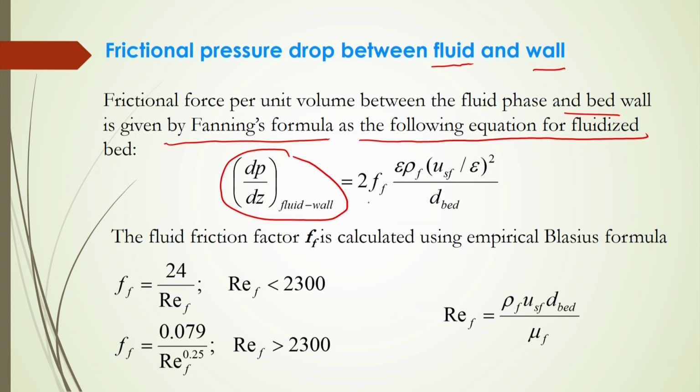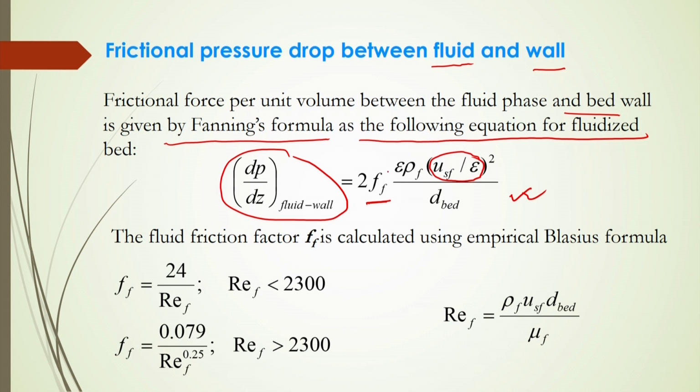So in this case this friction factor will be represented by FF. Here it is only between fluid and wall, gas and wall or liquid and wall. If you are considering gas solid fluidization, then gas and wall. So here FF into epsilon rho f into (USF by epsilon) whole square. This USF by epsilon is your actual gas velocity or liquid velocity inside the bed. So this is the Fanning equation from which you can calculate.